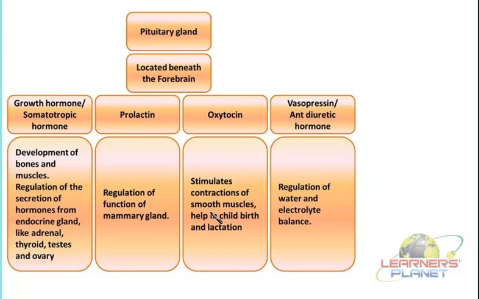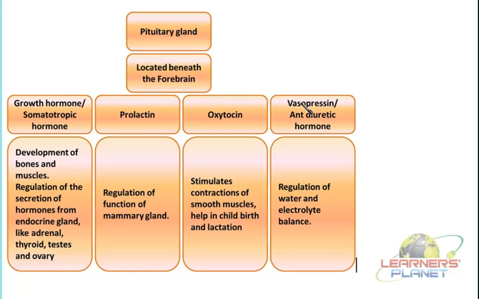And not only this much, it even helps in lactation. That means prolactin and oxytocin together are maintaining or regulating the secretion of the mammary glands. Lactation means what? Lactation means the secretion of milk from the breast. So this type of milk secretion is actually under the control of these particular hormones.